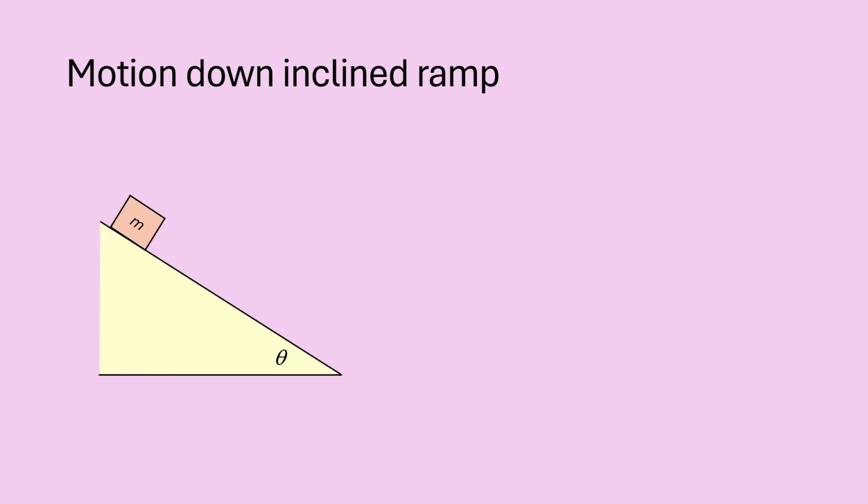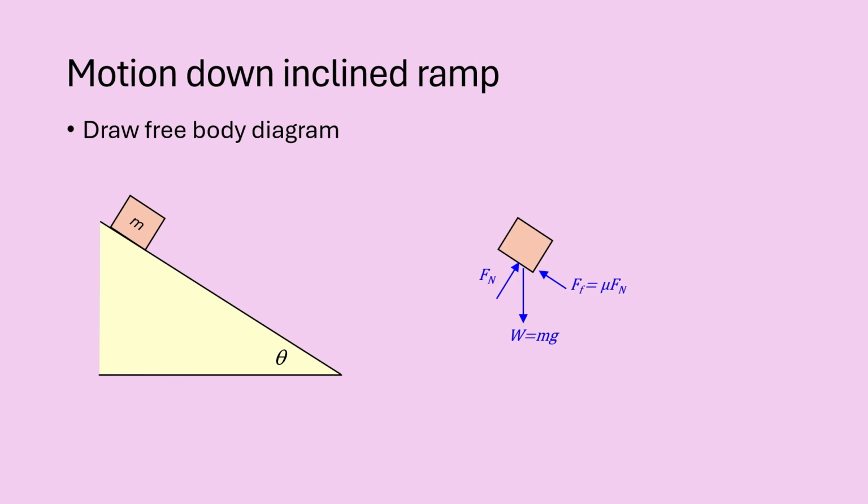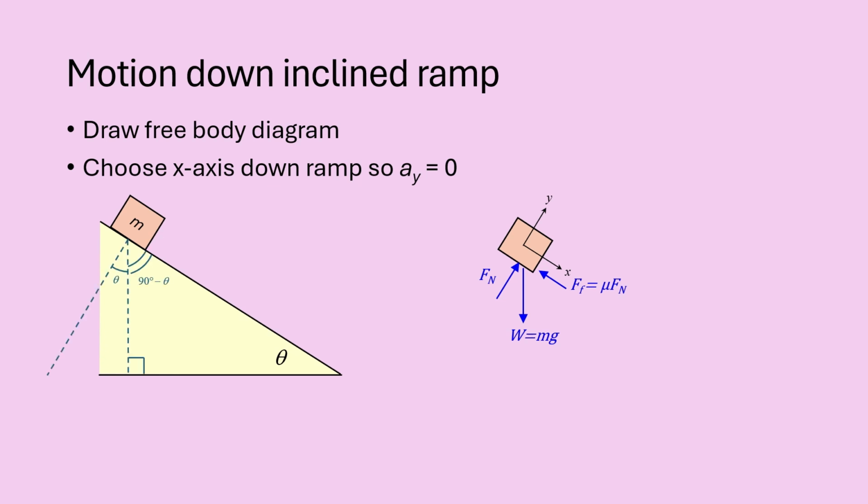For motion down an inclined ramp, first draw a free body diagram including the weight and surface forces and tilt the coordinate system so that the x-axis goes down the ramp and the y-axis is normal to it. This results in the acceleration being zero in the y direction.